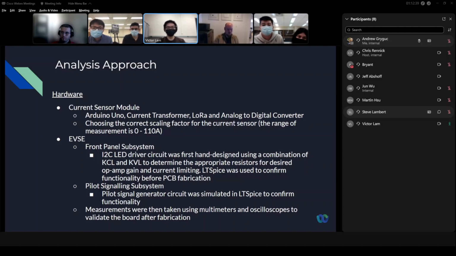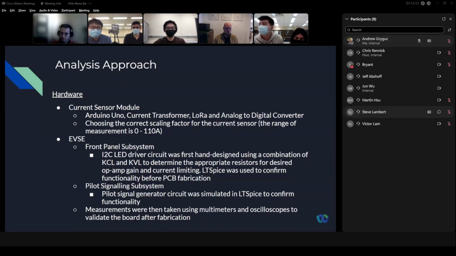To do this, we initially used hand calculations with KCL and KVL to determine the appropriate op-amp gain for the LEDs, as well as the current limit, because the I/O expander that we're planning to use has a maximum current sinking ability of 10 milliamps, and we used voltage buffers and op-amps to get around that. We used LTSpice to confirm the functionality before PCB fabrication, just to make sure that everything was working as expected.